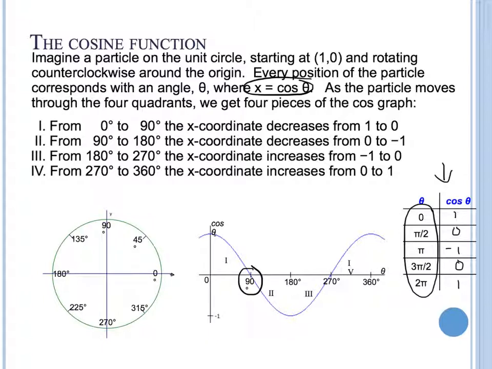So again, these are my critical points. And I start at 1 for cosine, go down to -1, back to 0, and up to +1. And so again, from 0 to 2 pi, I have one cycle, or one period, for cosine.